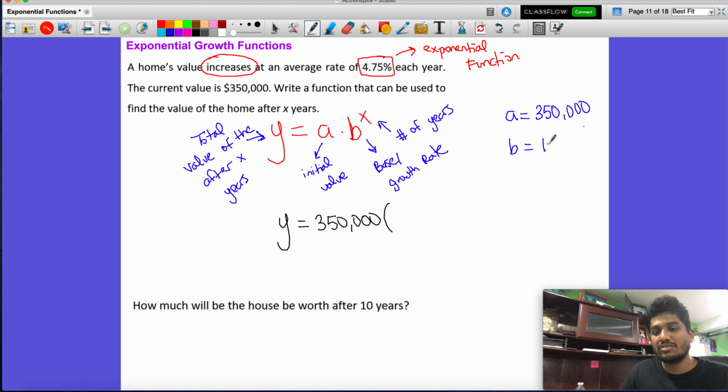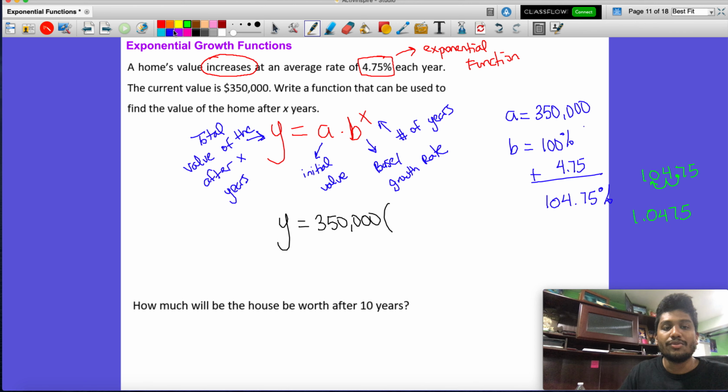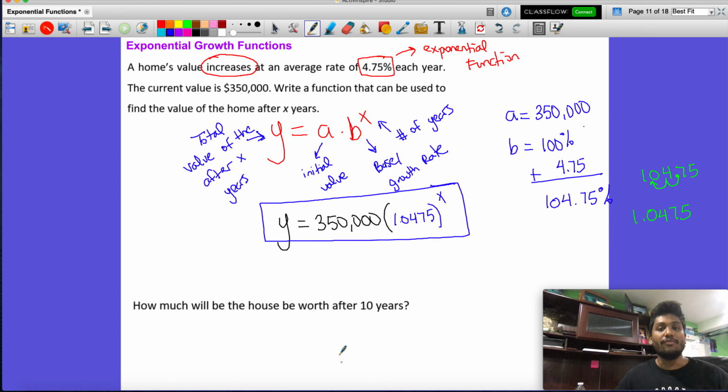But you remember how I said that everything started off at 100%? Then we're adding on this 4.75%. That means that we're essentially increasing by 104.75%. Now that is what you're going to convert. So 104.75%, you're going to take this, move back twice, and it becomes 1.0475. So that's going to be our b, 1.0475 raised to the x, right? And this is what our exponential function is going to look like.